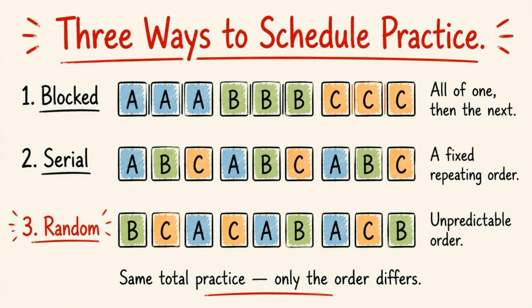Imagine you're an elementary PE teacher with a 6-day unit to teach 3 throwing patterns: overhand, underhand, sidearm. Same total practice for each. The only thing you control is the order. There are 3 basic ways to arrange them.